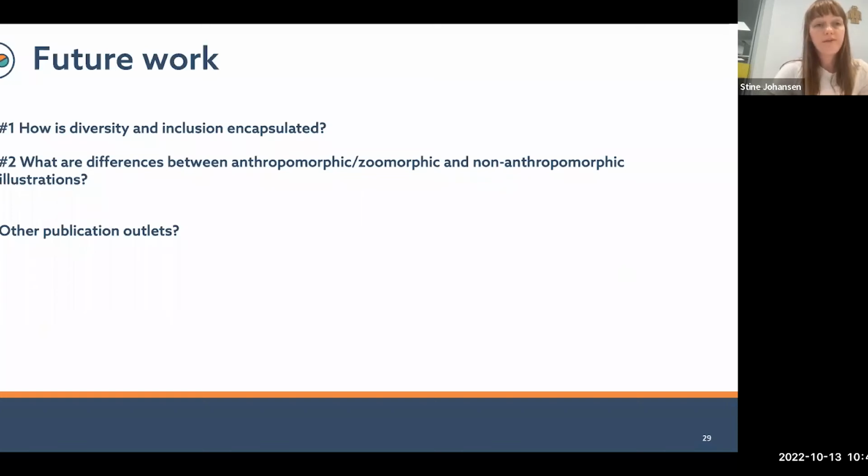And it could also be very interesting to look at differences between anthropomorphic, zoomorphic, and non-anthropomorphic illustrations of robots. For anthropomorphic or zoomorphic robots, as humans, we already have expectations of how these robots will move. For non-anthropomorphic robots, that might not be the case, and we might not have an immediate idea about how that robot will move. So it might be interesting to look at how we could visually represent those in different ways, or if we're maybe missing something right now.